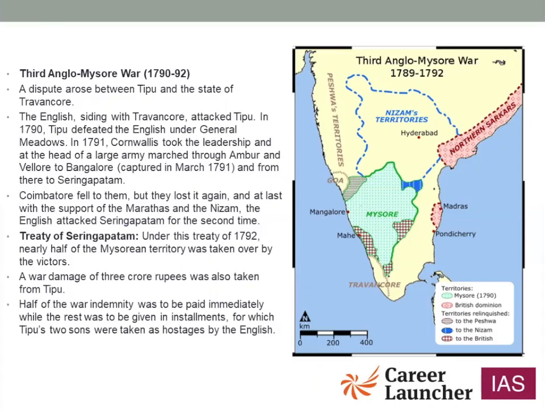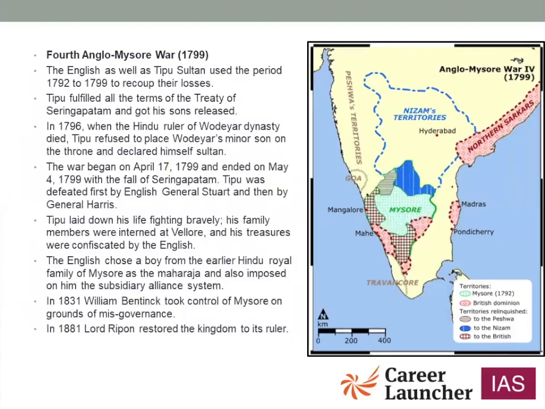A war damage of 3 crore rupees was also taken from Tipu Sultan, out of which he had to pay half immediately and the rest in installments, and as a guarantee the British, or East India Company, took Tipu's two sons as hostages. Now, this basically led to the last Anglo-Mysore War, the Fourth Anglo-Mysore War, in 1799.